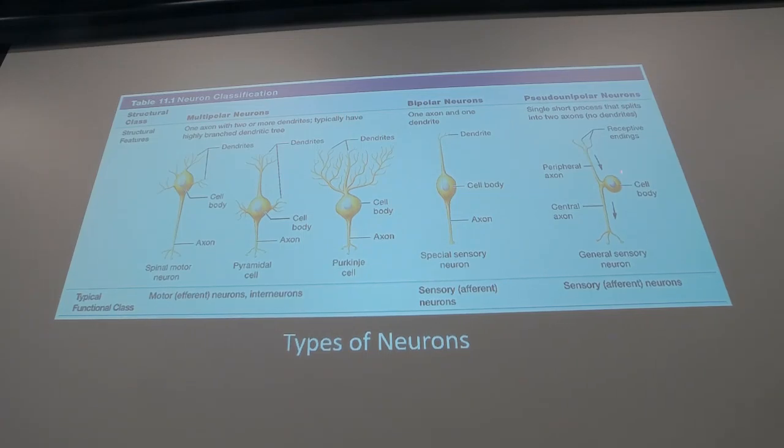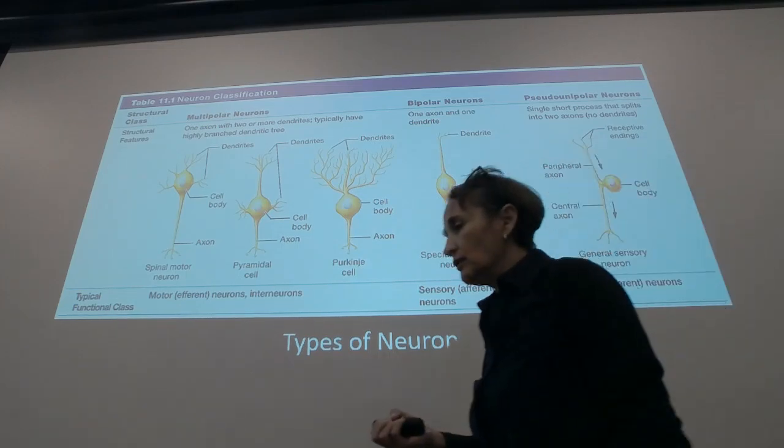And then this is a general sensory neuron. So it's pseudo-unipolar. It has a peripheral axon and a central axon, this single extension. That's why it's considered pseudo-unipolar. And then it has receptive endings in here and secretory endings in here. So these ones are located, for instance, in the dorsal ganglion of the spinal cord.